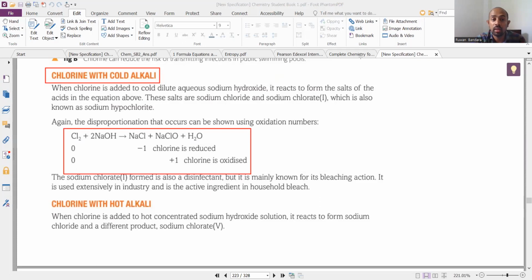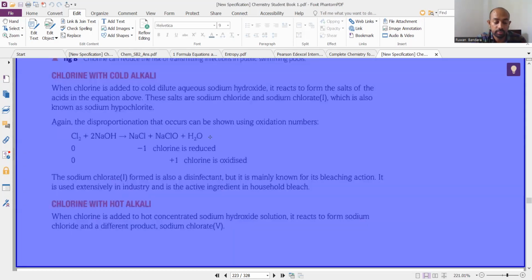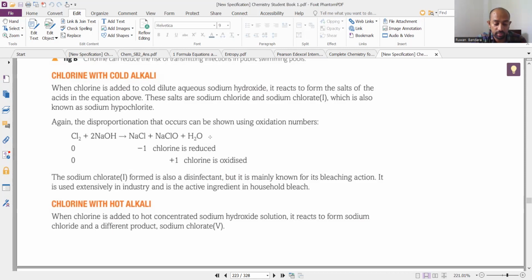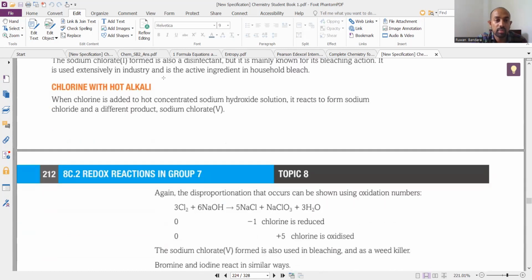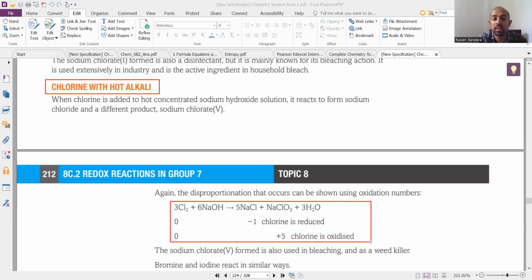Done. Next one, chlorine with hot alkali. This one. There, chlorate(V) is formed. And remember by heart this reaction with the balancing figures as well, because this is a common question again.